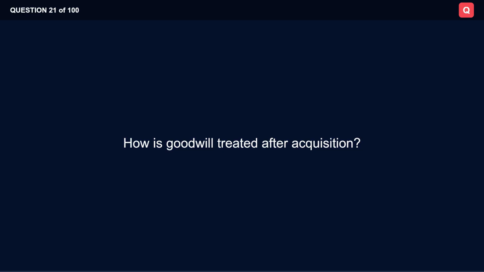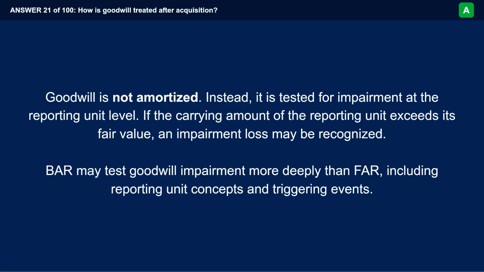How is goodwill treated after acquisition? Goodwill is not amortized. Instead, it is tested for impairment at the reporting unit level. If the carrying amount of the reporting unit exceeds its fair value, an impairment loss may be recognized. BAR may test goodwill impairment more deeply than FAR, including reporting unit concepts and triggering events.